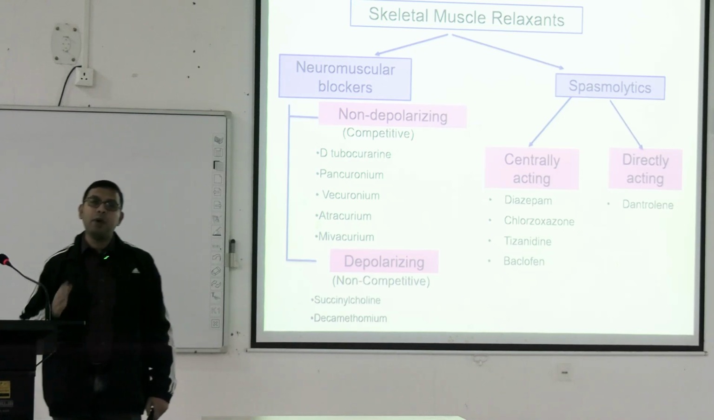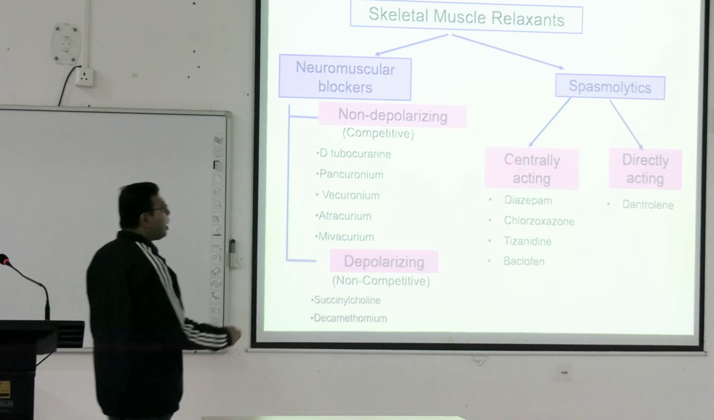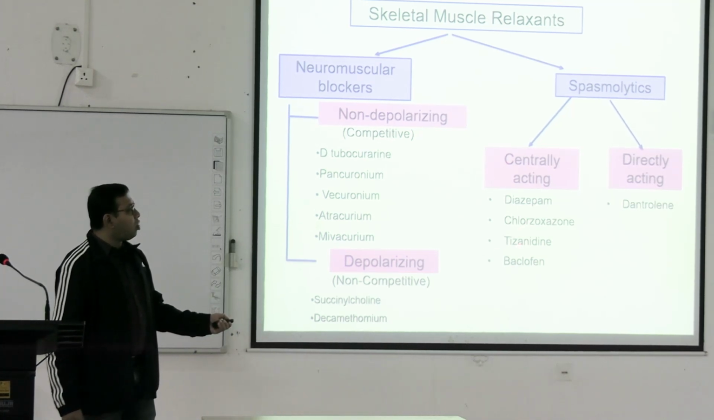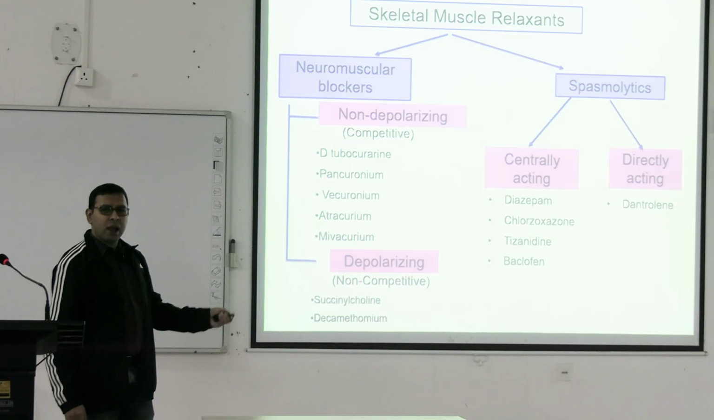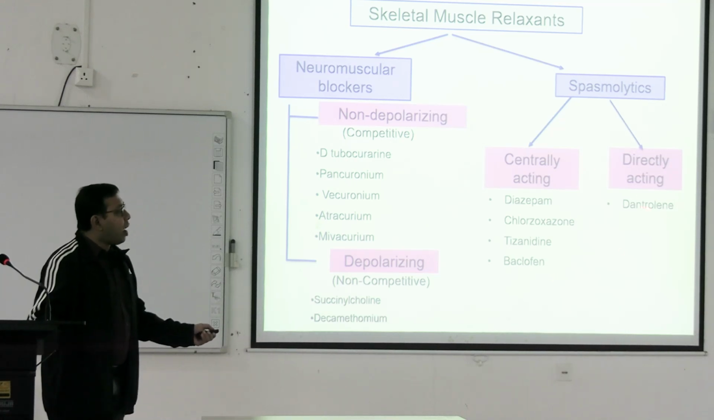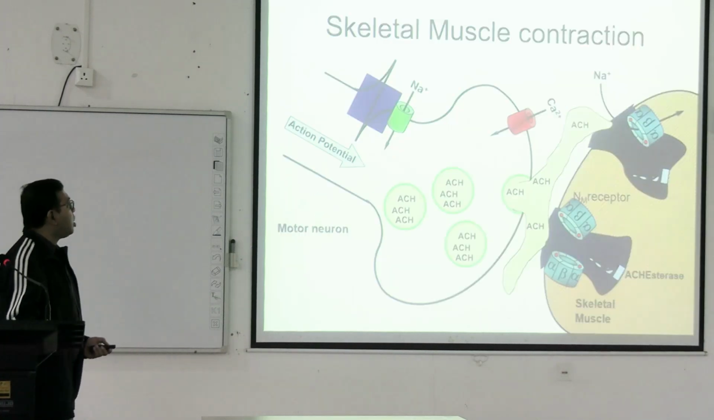Spasmolytics, or centrally acting muscle relaxants, examples are diazepam, chlorzoxazone, tizanidine, baclofen, and there are several others like thiocolchicoside, etc. And the directly acting one is somewhat different, known as dantrolene. So this is the classification.